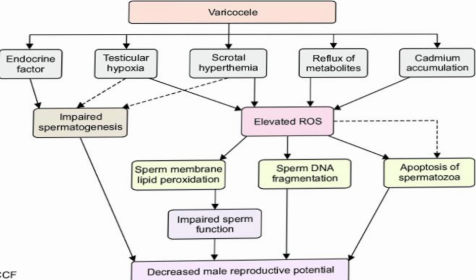And this picture is also showing the various causes of varicoceles and their pathophysiologic mechanisms. Like you can see the endocrine factors, testicular hypoxia, scrotal hyperthermia, reflux of adrenal metabolites, and cadmium accumulation. All these factors lead to impaired spermatogenesis and elevated reactive oxygen species, which will ultimately lead to impaired sperm function, causing decreased male reproductive potential.